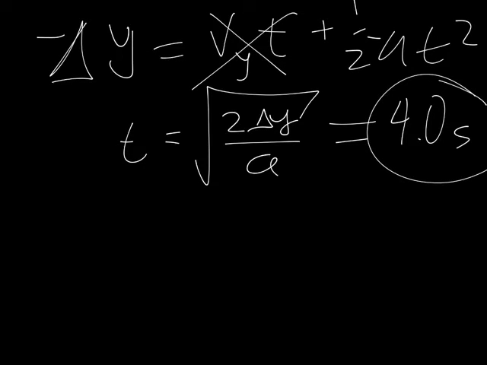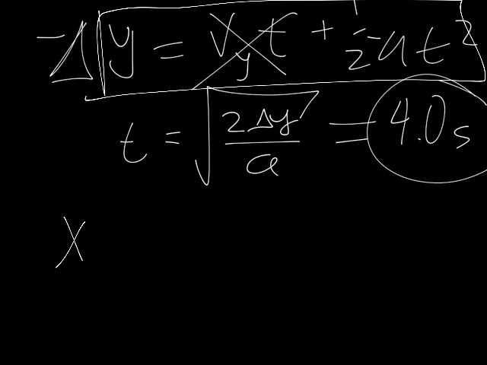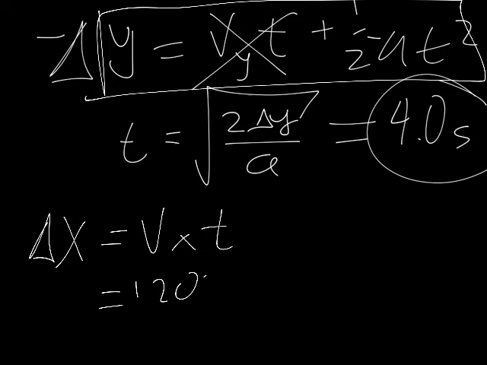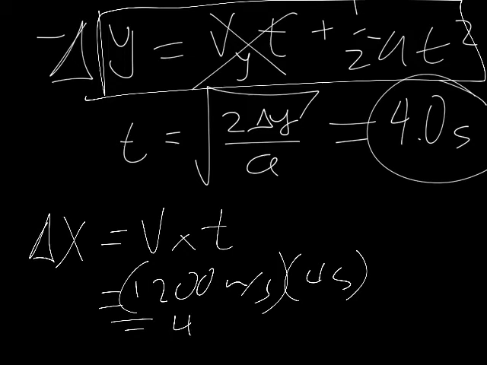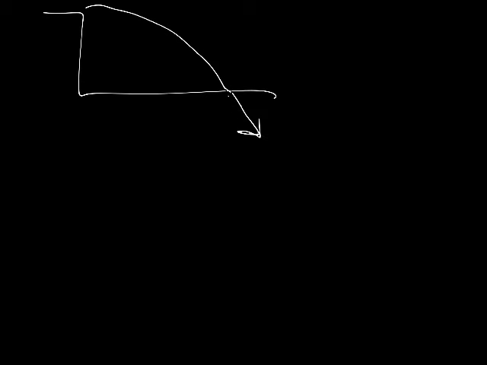So now, if I'm trying to find the horizontal distance, I use my second kinematics equation. This is my first kinematics equation, and my second is delta x is equal to vxt. Vx was what, wasn't it 1,200 meters per second? 1200, yes. So 1,200 meters per second times 4 seconds gives us 4,800 meters. So what they're asking for is when this thing falls and hits the ground, does it make sense to you that it has a velocity that looks like that?